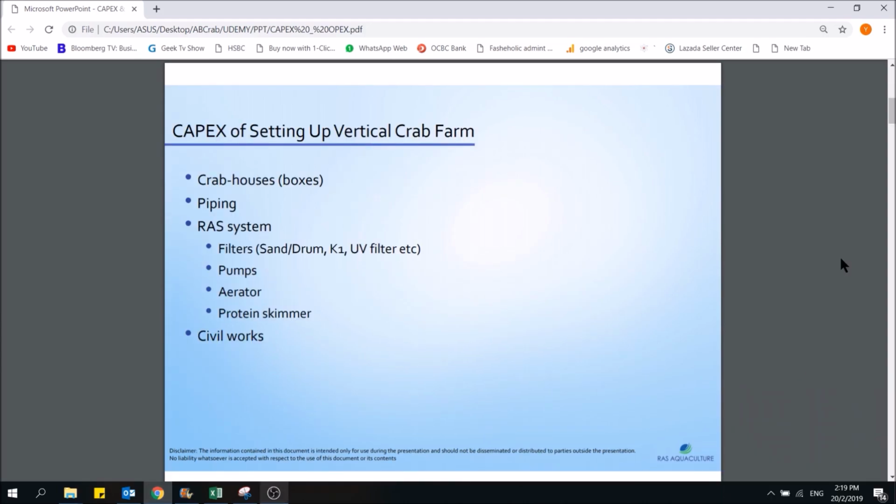So the typical capital cost of setting up the crab farm will include the following items. Firstly, you need to factor in the prices of the crab houses and all of the pipings that you're going to need to connect in between all of the boxes. Thirdly, you're going to need your RAS system. That could be your filters, made either from a sand or a drum filter, K1, which is your biofiltration, UV for disinfection, and any other auxiliary equipment. That will also need to include pumps and any aerators or even a protein skimmer. You would also need to perform some sort of civil work on your site to ensure that you have a subsequent elevation for the boxes in order for the fluids to flow from the boxes into the pond.